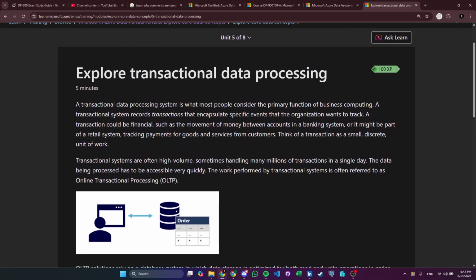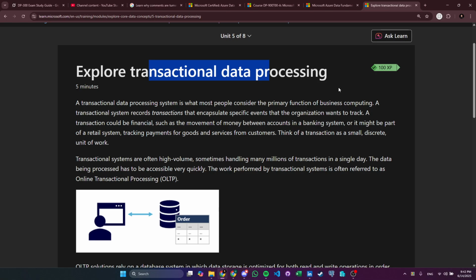Okay. Now, exploring transactional data processing. A transactional data processing system is what most people consider the primary function of business computing. A transactional system records transactions that encapsulate specific events that the organization wants to track. Basically, we have transactions. Let's learn more about it, and we'll know how it's used later.